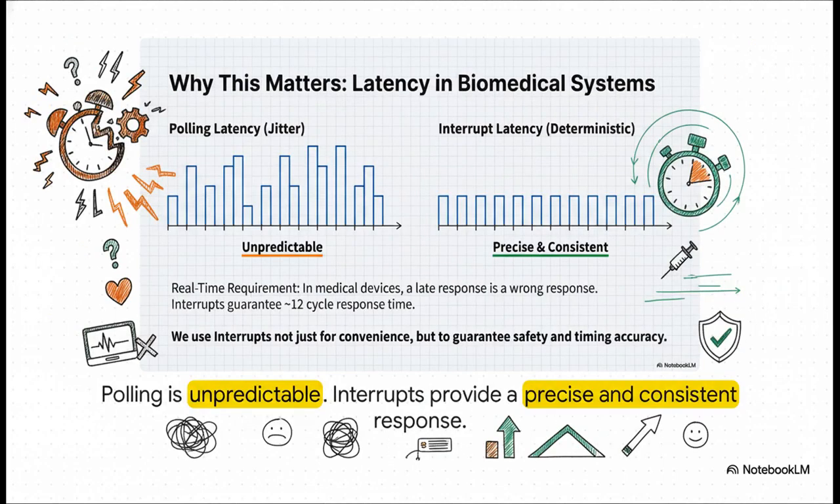And this chart shows you exactly why this is so critical. The response time you get from a polling loop is all over the place. It's jittery and unpredictable. It totally depends on where the CPU was in its loop. But an interrupt gives you a precise, consistent, and totally deterministic response time. In something like a medical device, a late response is a wrong response. Interrupts aren't just for convenience, they are absolutely essential for guaranteeing safety and timing accuracy.